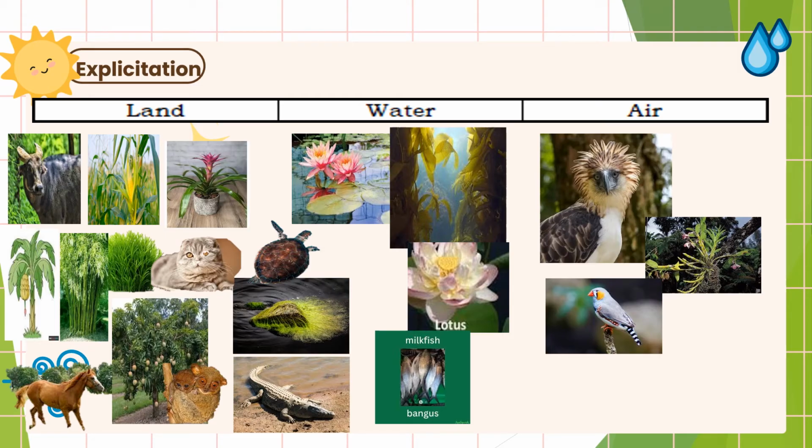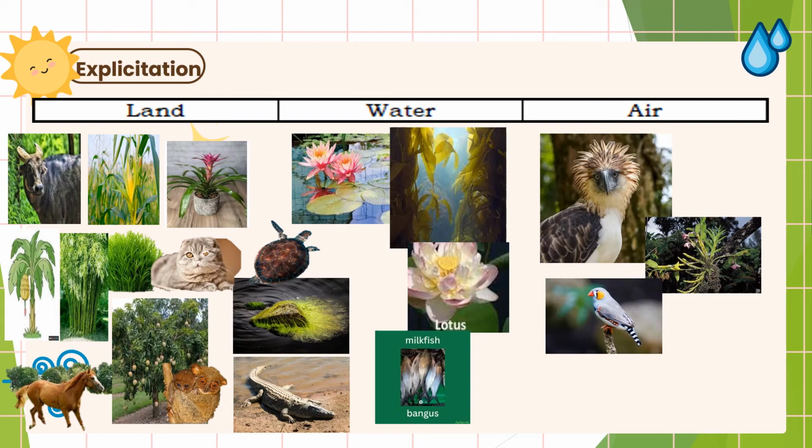So knowing where different organisms live helps us learn about their adaptations, the special features or behaviors that help them survive in their environment. For example, the tamaraw lives on land and has strong legs for moving through grasslands and forests. This is an adaptation that helps it survive in its habitat.